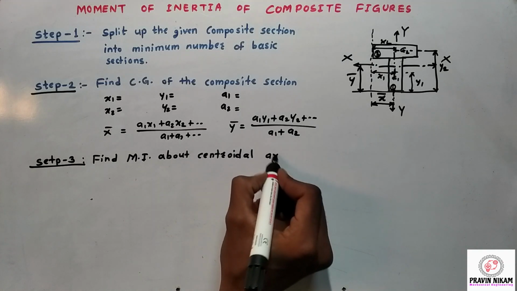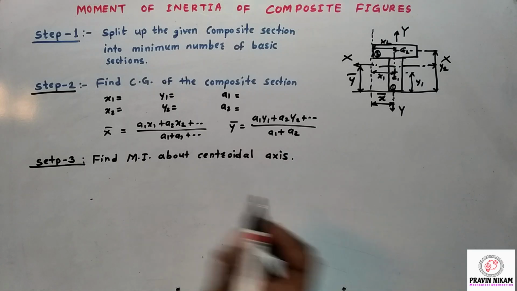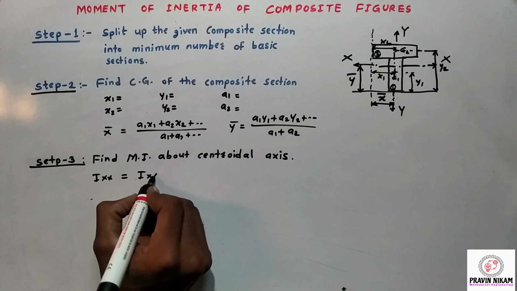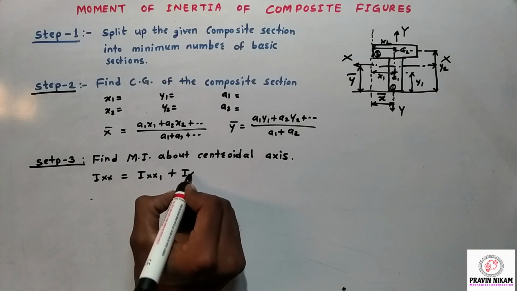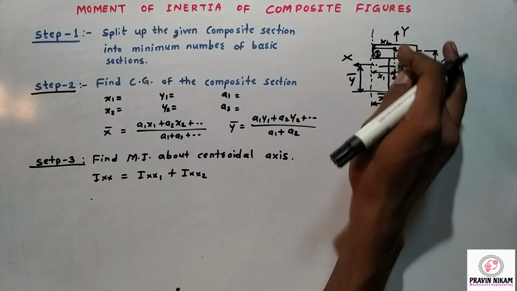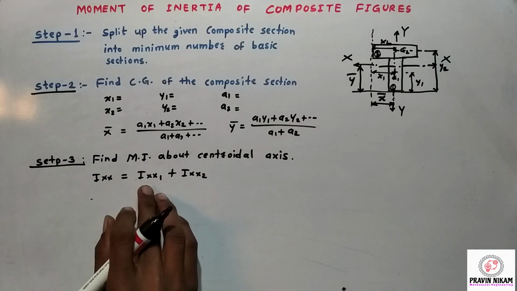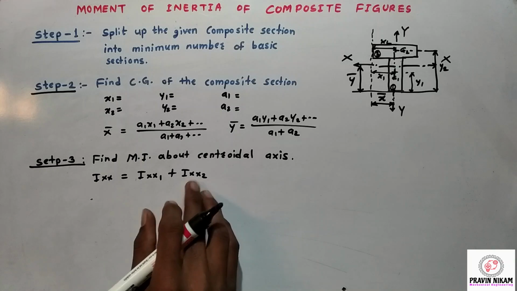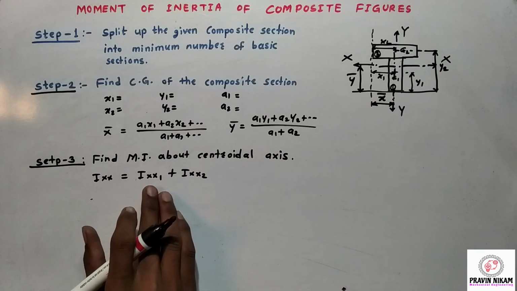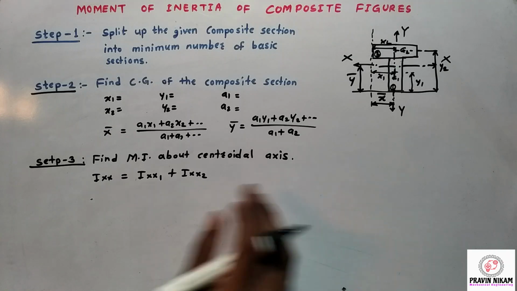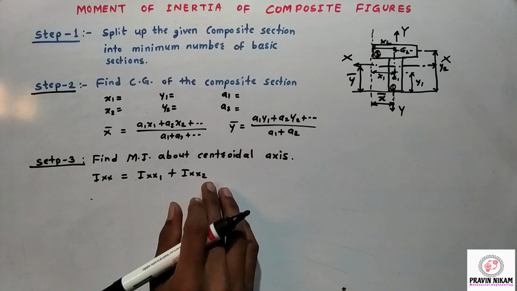Centroidal axis. So how to find? Write down the formula. Ixx is equal to Ixx1 plus Ixx2. So here two basic sections are there, so I am writing here Ixx1 plus Ixx2. If the sections are 3, then write Ixx1 plus Ixx2 plus Ixx3. So here Ixx1 plus Ixx2.